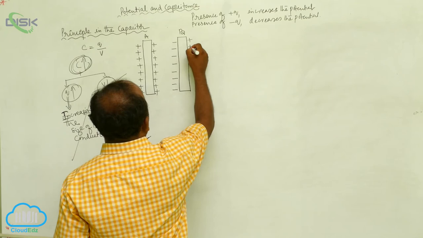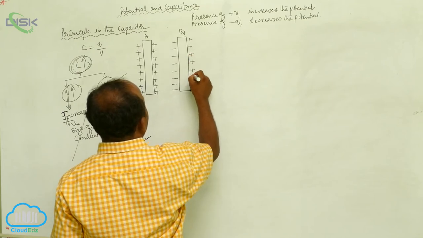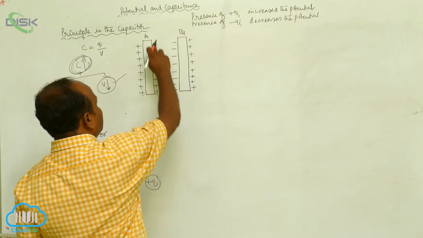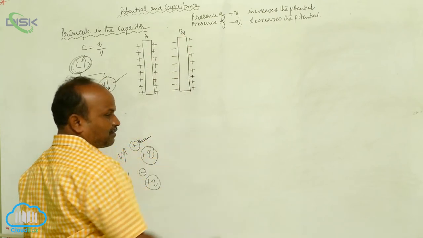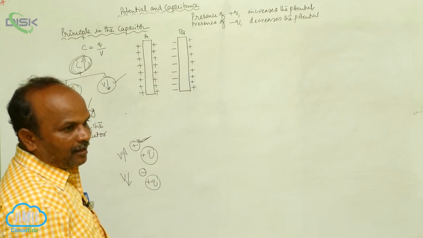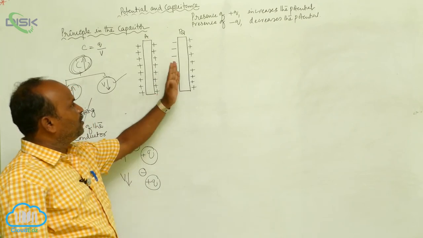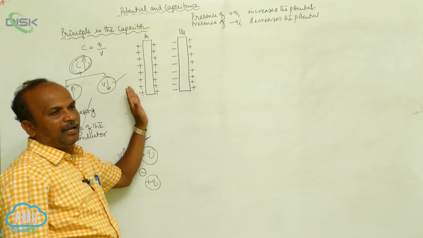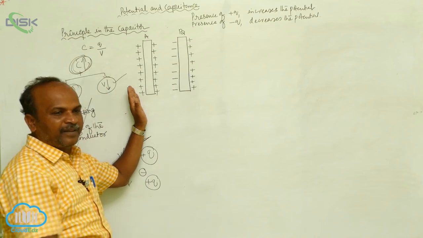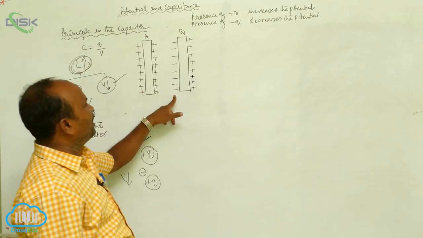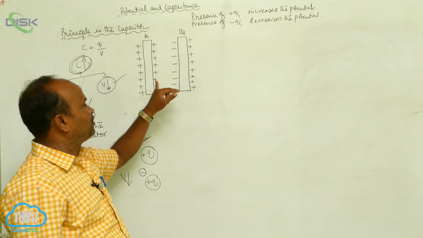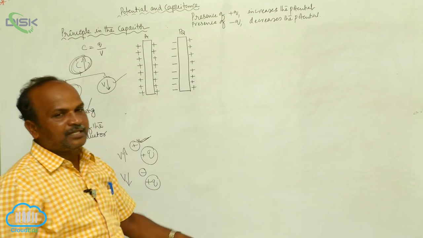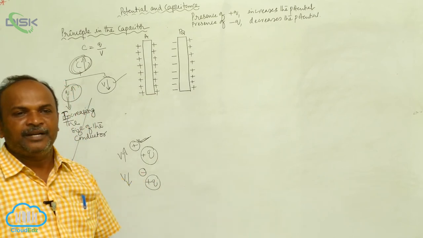Equal, 8 charges. Equal and similar charge. This is the positive charge. Then, in this case, a neutral metal plate is placed nearby the charged metal plate. Because of electrostatic induction, equal and opposite charge is induced on the nearest side. Equal and similar charge is induced on the farthest side of the metal plate B.